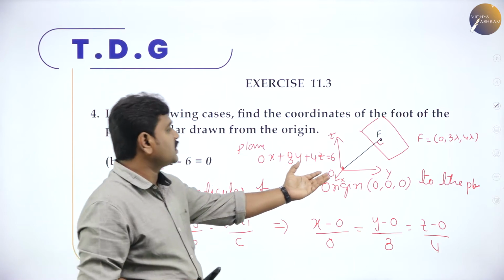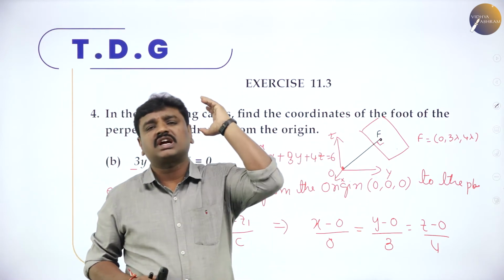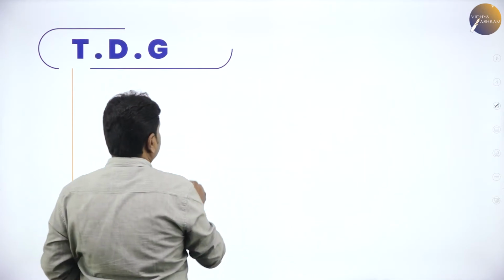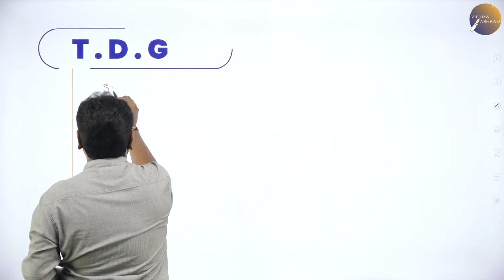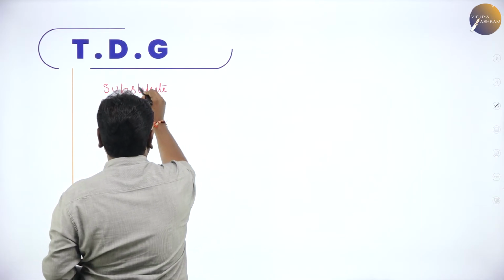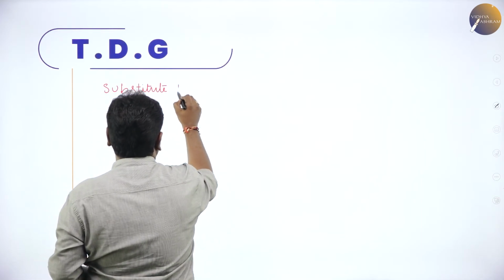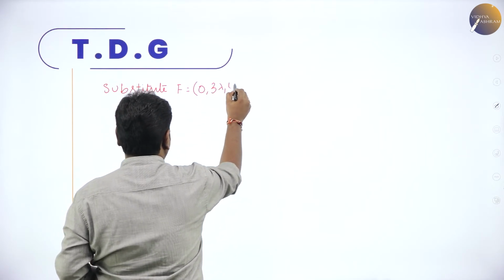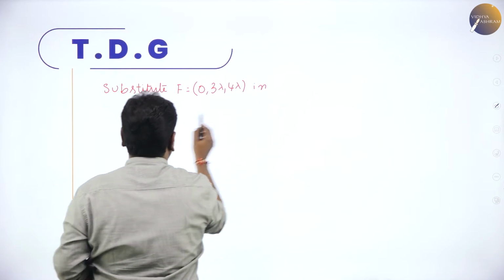So now the foot is also on the plane, so it should satisfy what? The plane equation. So therefore, now substitute F equal to 0 comma 3 lambda comma 4 lambda in the plane equation.